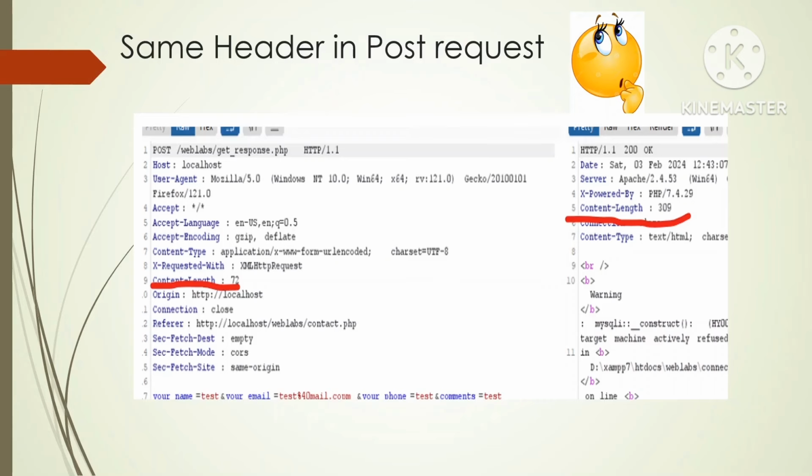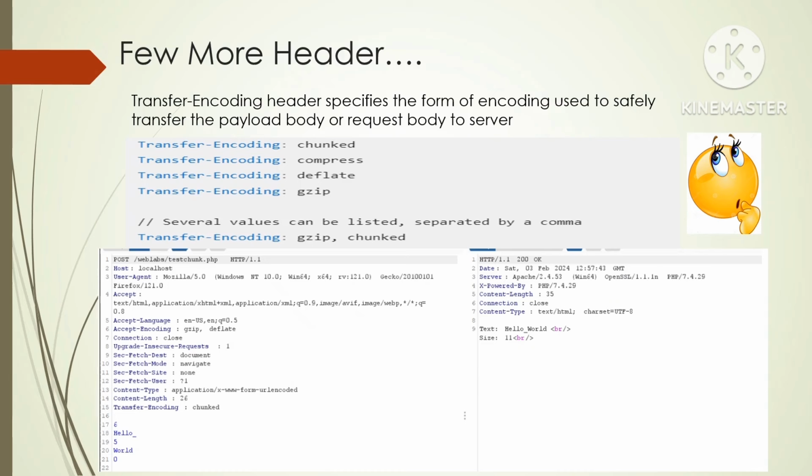Now I'll show you one more thing. One more header that we use when sending data is the transfer encoding. There are different kinds of encoding methods used. One of the popular methods is called chunked, and we can also compress the data. You can use compress, we can deflate the data, we can use gzip. You must have seen this in the request headers. Sometimes you can combine these encodings, for example gzip and chunked, separated by a comma.